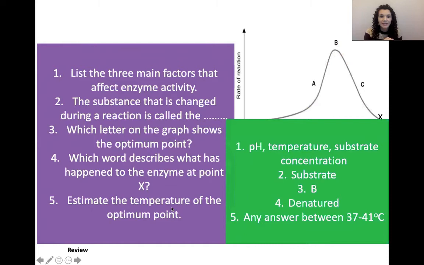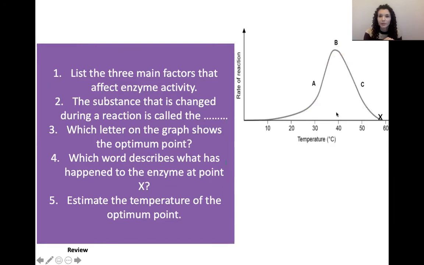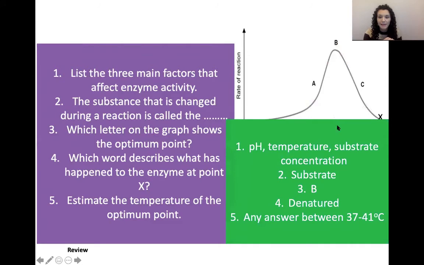And estimate the temperature of the optimum point. So using the graph, reading down, I would say that that's about 37 or 38. So here we go, any answer between 37 and 41, and you can give yourself a big tick. All right, well done. So mark your answers and correct them if you need to.